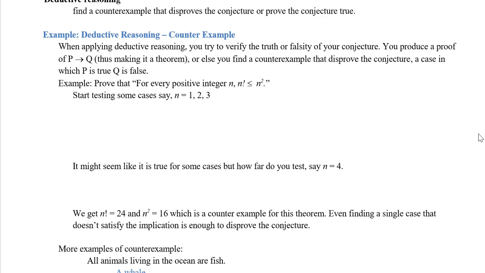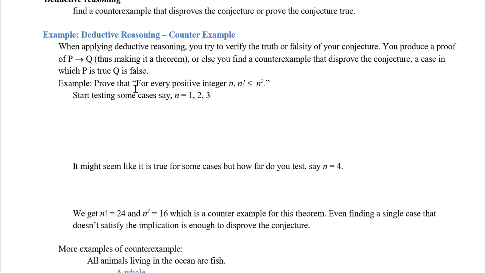It's usually if P then Q, or P only if Q. These are theorems, so usually they are already proven. That's why we call it a theorem. Or else you find a counterexample that disproves the conjecture. So either you're gonna prove or disprove something. To disprove something, you just need a counterexample.